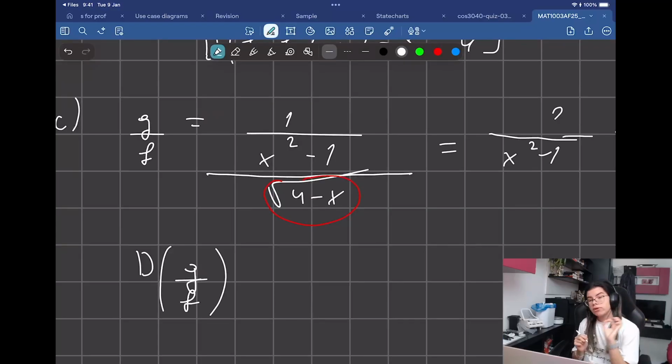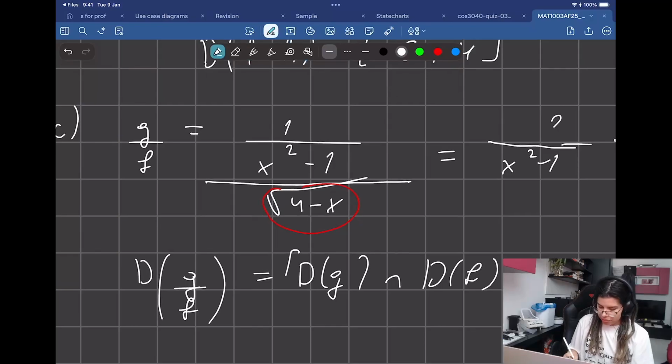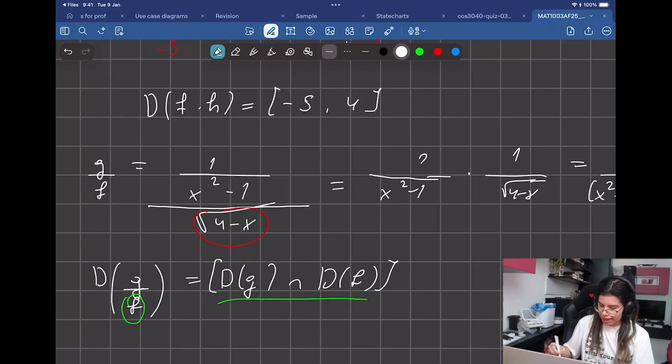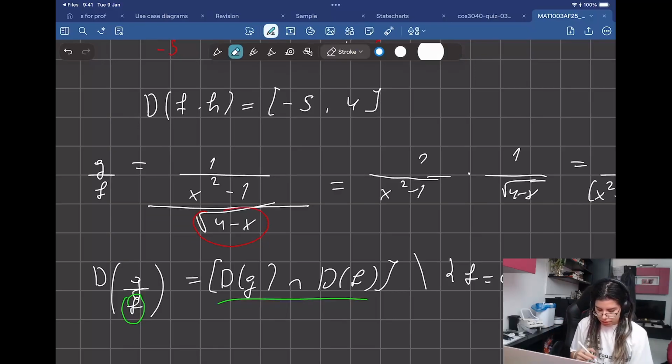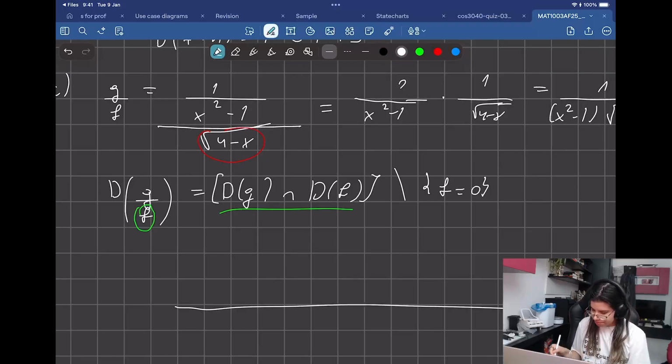And the domain of g over f. Now, it's almost the same as in the previous cases, right? We start with the intersection of the two, okay? But because the denominator cannot be 0, from this intersection, I'm going to exclude the points where f equals 0. I don't want f to equal 0 because we'll have 0 in the denominator, and that's a problem, okay? So that's the thing. And from here, I'm just going to draw things again.